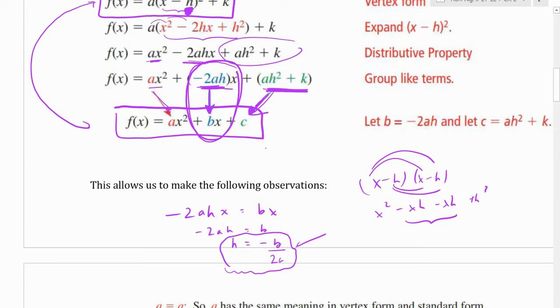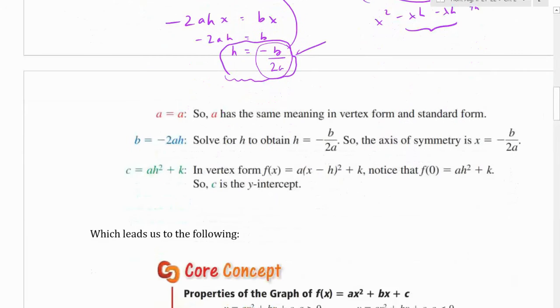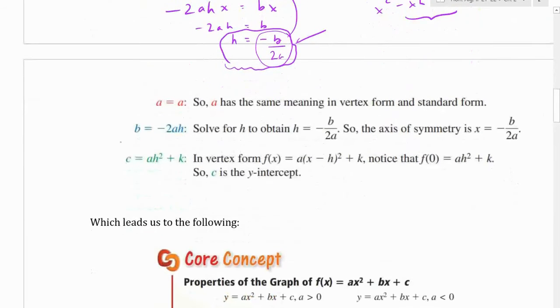But remember, axis of symmetry is x equals h. The vertex is h, k. So this is going to be the x value of the vertex and whatever number the axis of symmetry runs through on the x-axis. That's the crucial part. This right here leading to this right here. So the axis of symmetry is x is the opposite of b over 2a.